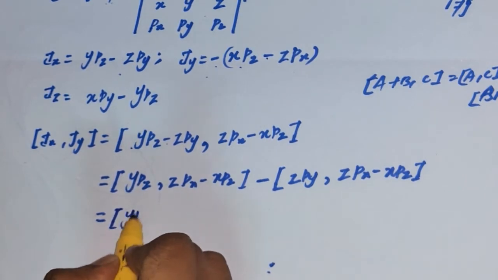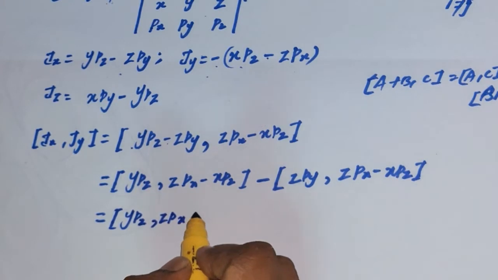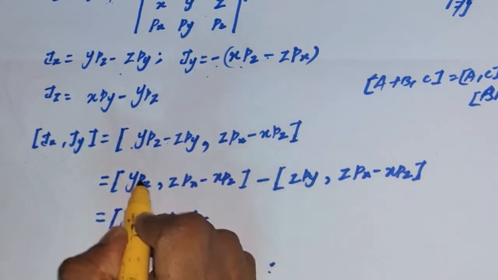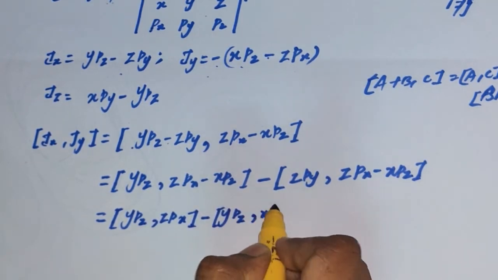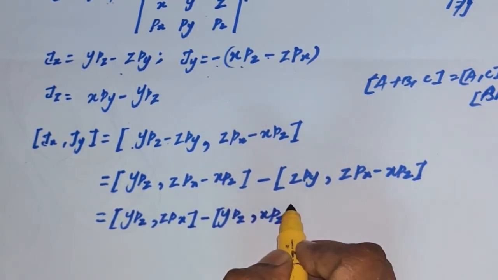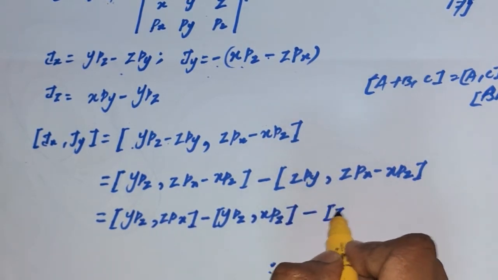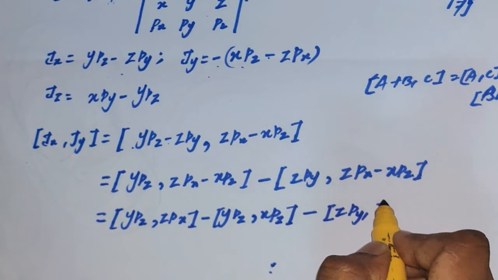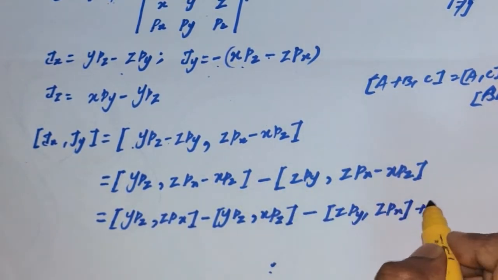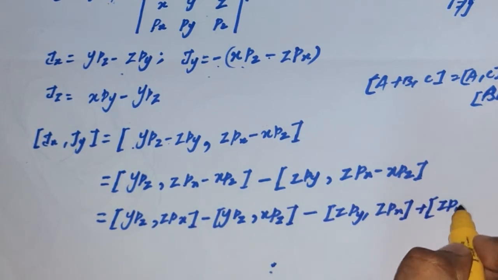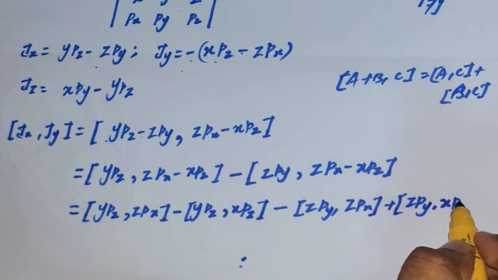So [y pz, z px] minus [y pz, x pz], minus, and if I am writing this for z py, z px, minus into minus plus [z py, x pz].